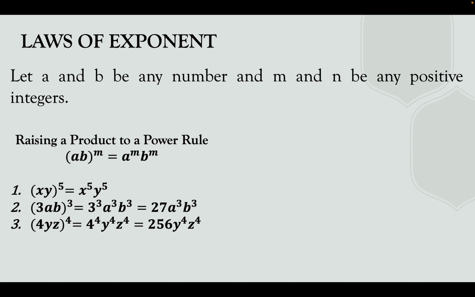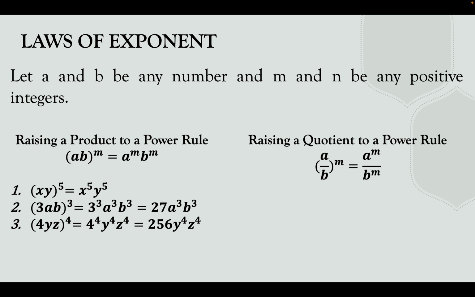Example 3, we have 4yz raised to 4. So distribute the exponent 4: 4 raised to 4, y raised to 4, and z raised to 4. 4 raised to 4 is 256. So we have the answer 256, y raised to 4, z raised to 4.